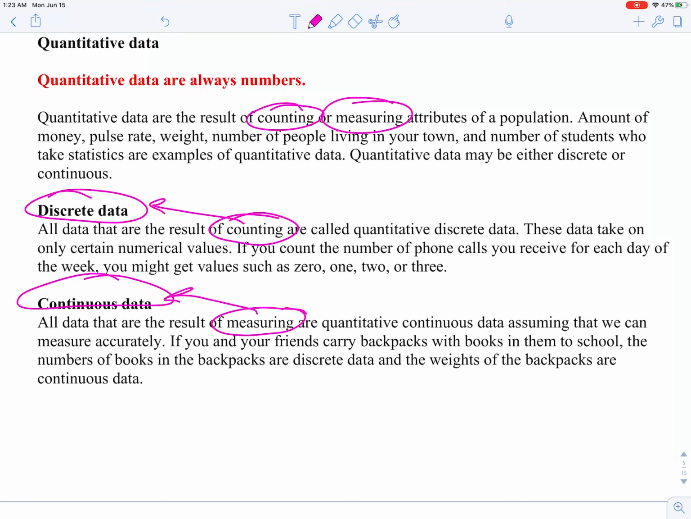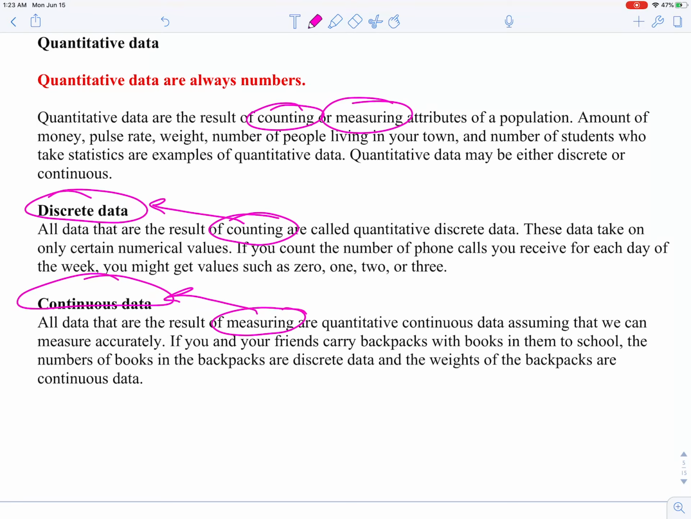If you and your friends carry backpacks with books in them to school, the number of books in the backpacks are discrete because you can count the books. It's either a book or it's not. You're not going to get half a book in there. And the weight of the backpacks are continuous data, right? So weight is something we can measure.